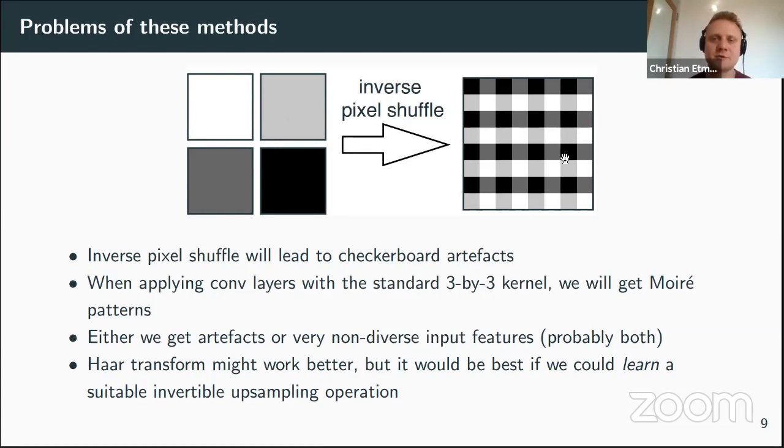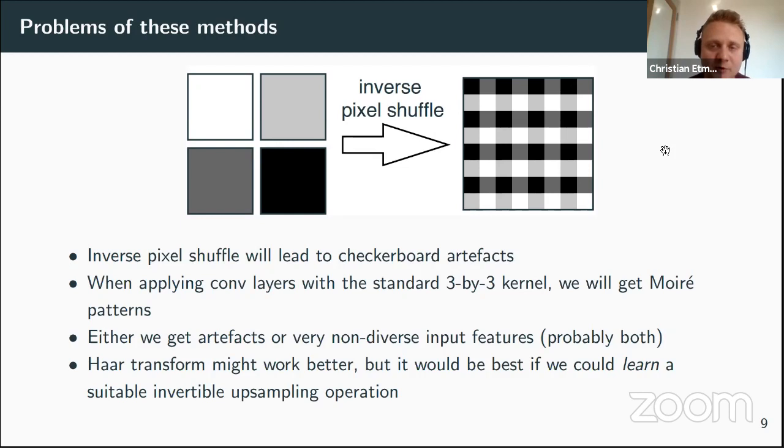So the network will have the choice to either produce very non-diverse features, which are then upsampled by inverse pixel shuffle, or we get artifacts. But in practice, usually both would probably happen. Another problem is if we then apply standard 3 by 3 kernels, the 3 by 3 kernel is not divisible by the period of this appearing pattern, so we automatically also get moiré patterns. So this is not what we want, basically.